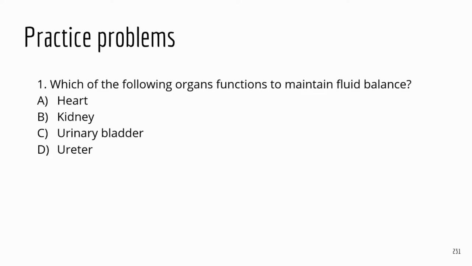Number one, which of the following organs functions to maintain fluid balance? The answer is the kidney. Fluid balance, water balance, is performed by the urinary system, and it's really done by the kidneys. The other structures, like I said, they just transport urine or store urine. They don't do much else.